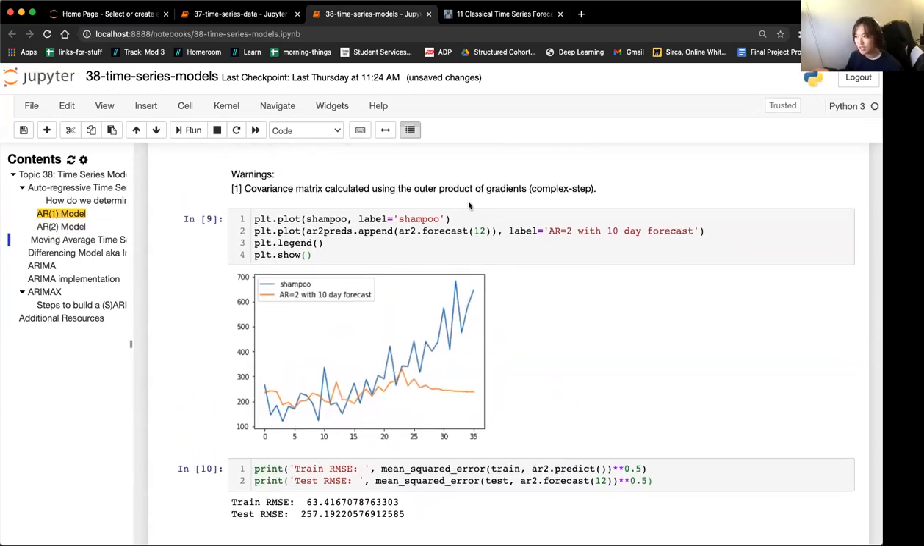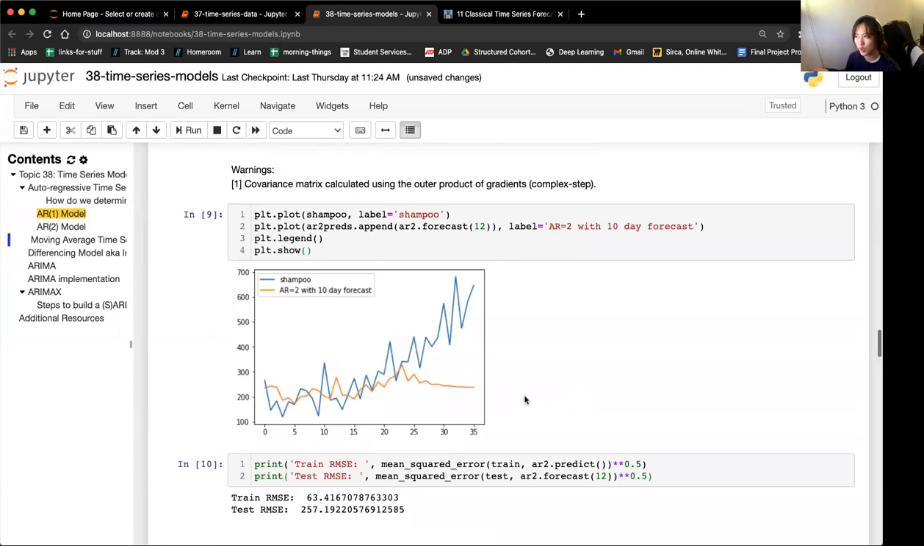We can even try 3, but autoregressive terms are not the only thing that we can add. We're going to add a bunch of other things. But before I move on, any questions with autoregressive? Question. Oh, yeah, Marvin, you can.